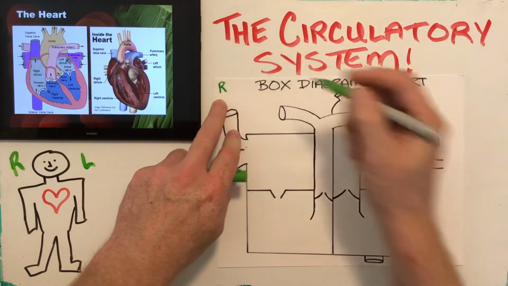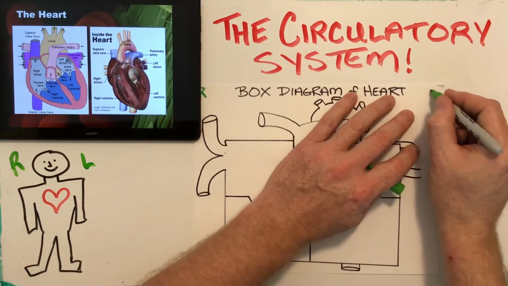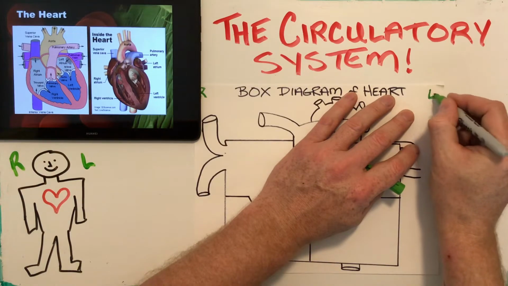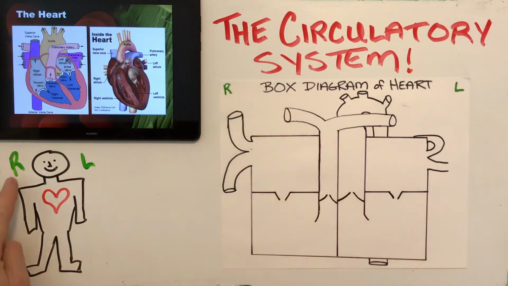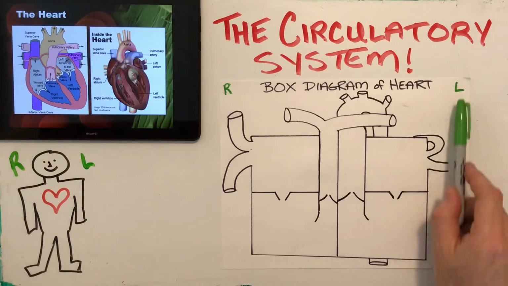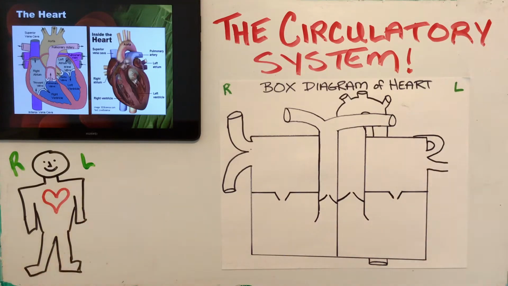And I'm not using red or blue for a reason. We'll get into that in a second. And this is the left side. So again, right side of my heart, just like his right arm and right foot are over here. Left side of my heart, just like his left, right? Left, right. All right, I'm going to be using two colors here.